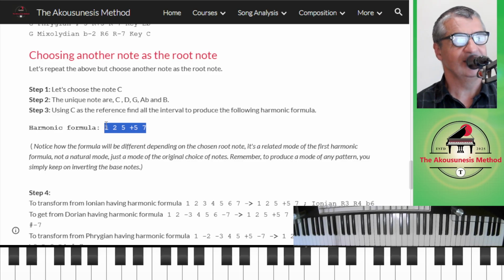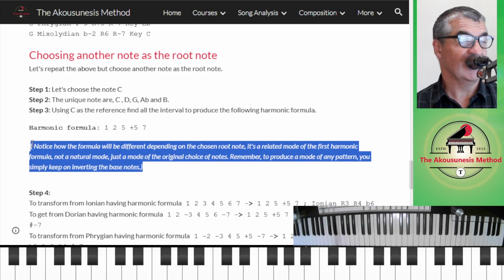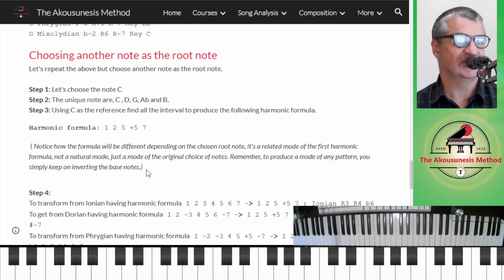They're all related, right? Because we had an original sequence of notes, and we just chose 1 as the root, and then if you take a bass note and move it up, you get inversions. So if you don't get that right now, it doesn't really matter, but it will make a lot of sense once it starts to sink in. So we've just chosen C now. So there we've got C, D, G, A flat, and B in order.